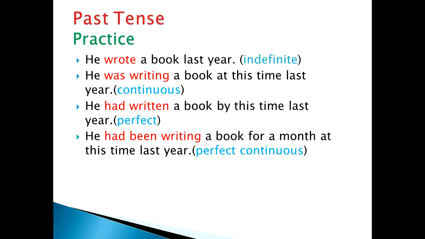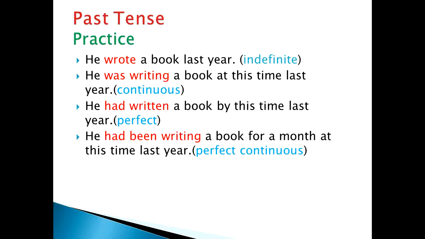Let's learn by comparison by using one verb in all aspects of action. He wrote a book last year. It is indefinite because it's about an action that took place at a time in past. He was writing a book at this time last year. In this sentence, we are talking about an action that was going on at a particular time in past. Therefore, we have used continuous aspect of action.